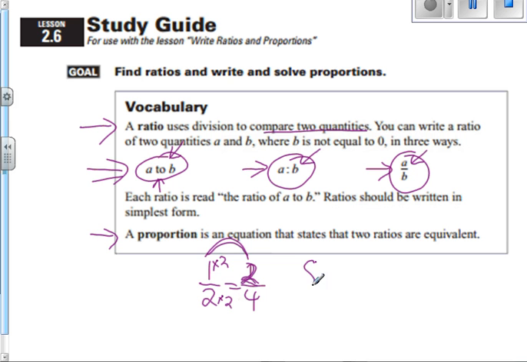Another example would be 8/21 and 16 over 42. Those are equivalent. All I did was multiply both of them by 2. So anyway, let's move on.